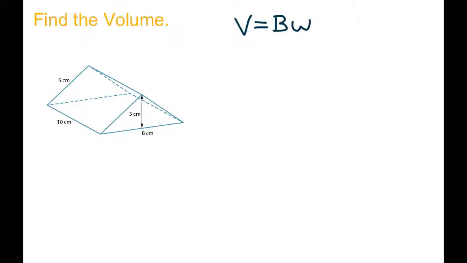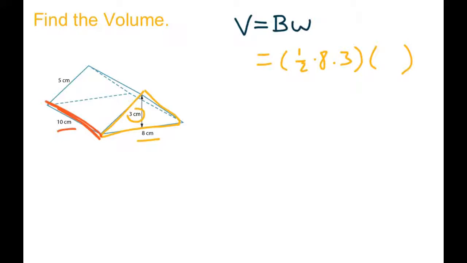Alright, here's a triangular prism. Remember, we're using volume equals area of the base times the width. So for this one, we have to first find the area of the base. The area of a triangle is 1/2 times the base of the triangle, little b. So the base of this triangle is 8, times h, the height of the triangle, and that's right here, 3. So 1/2 times 8 times 3 gives us the area of that triangular base. And then we're multiplying that by the width. And the width is the distance from one triangle to the other triangle. And that's the 10 right there.